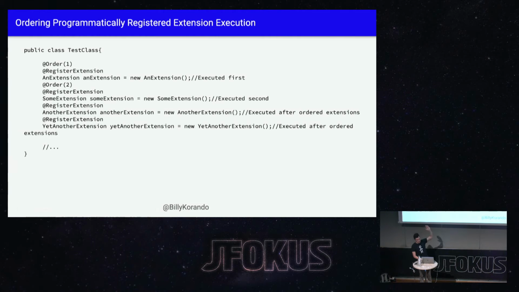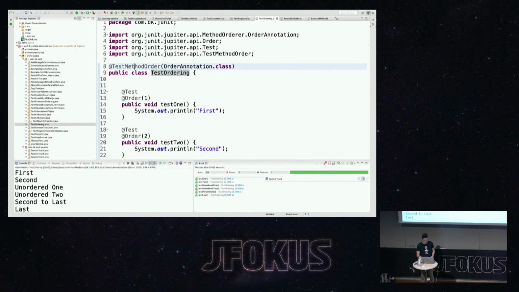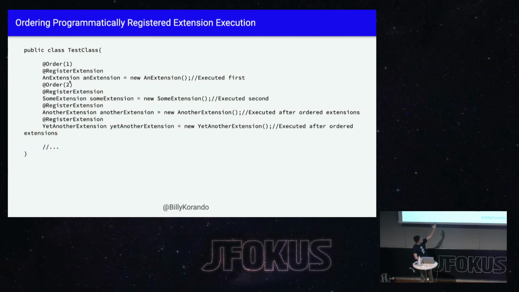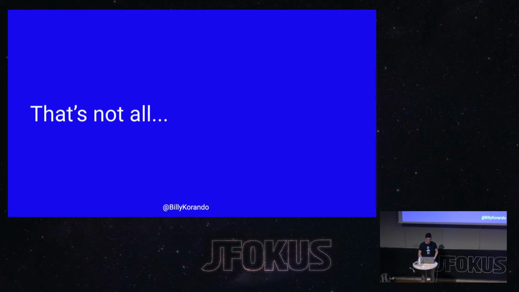Also, the same rules apply when doing ordering for registered method extensions. So order 1, order 2, you do not need to add the test method order execution. That's only for ordering the actual test cases. By putting order 1 and order 2, those two extensions are executed first. When declaring it with extend with, the order within the class file in which those are declared is the order of the execution for those extensions.